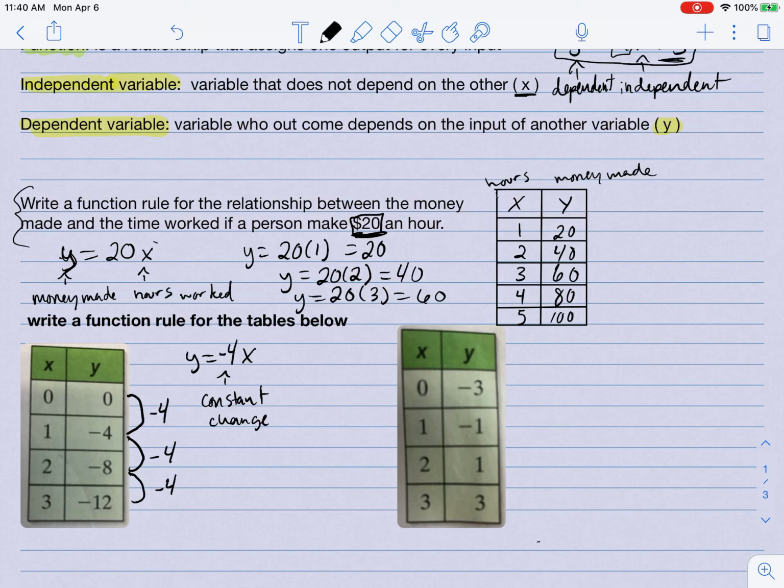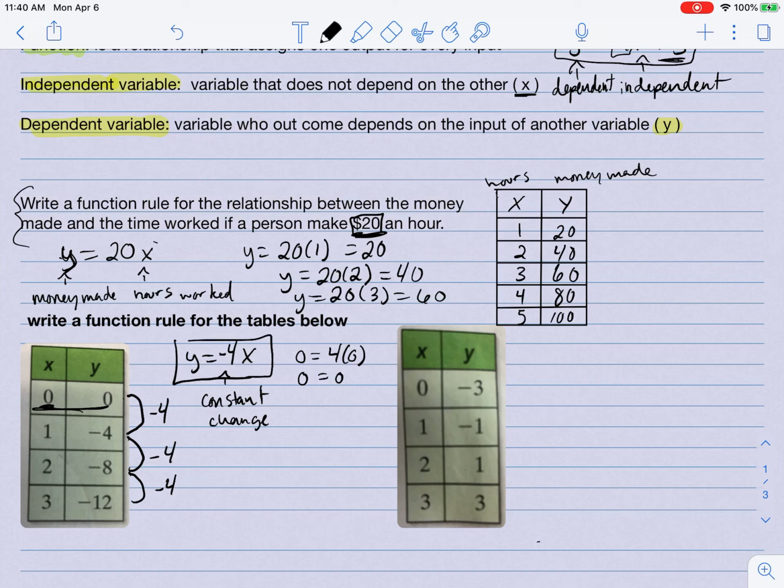Okay, now just like the number sequence, we can plug in a value for x and see if we get our corresponding y value here. So when x equals 0, our value should be 0. So 0 equals -4 times 0. This does equal 0, so that checks out. So then this is all we need for our function.